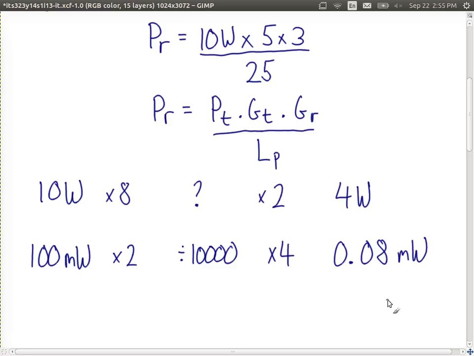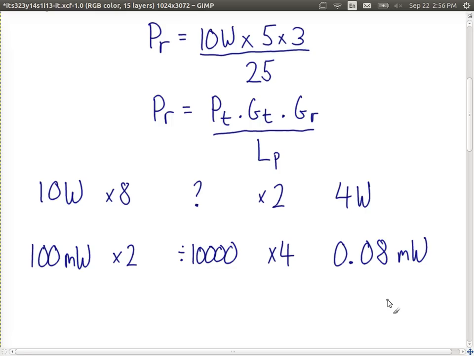Note that we start with milliwatts. These have no dimensions. There's no units here. It's a factor. Times by 2, divide by 10,000, times by 4. So we end up with milliwatts. Now, this is all using just factors. But we know we can express gains and losses in decibels. Let's convert these values to their dB equivalents.